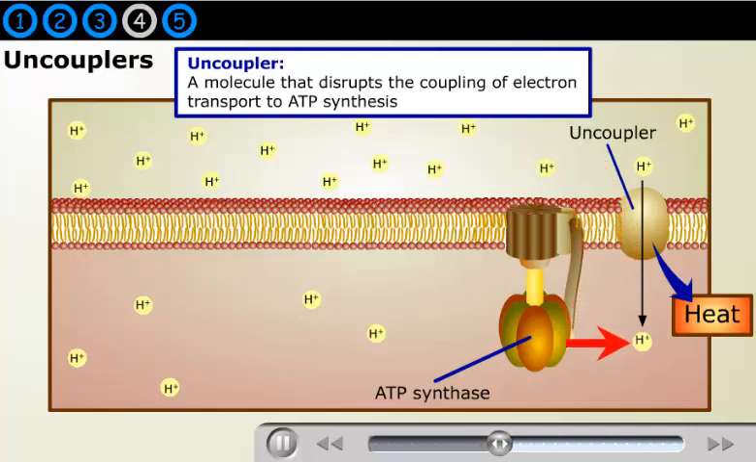mitochondrial membrane. Uncouplers allow protons to bypass ATP synthase and re-enter the mitochondrial matrix. The energy stored in the proton gradient is lost as heat rather than used to synthesize ATP. Uncouplers destroy the proton gradient and prevent ATP synthesis.